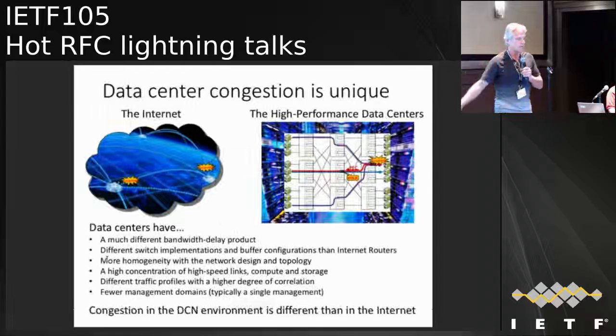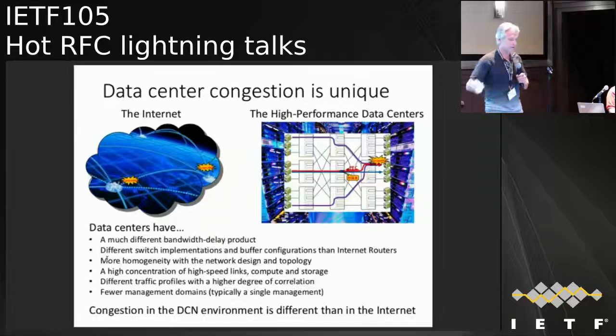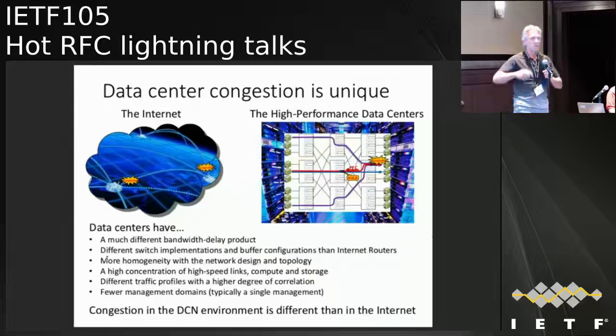So first of all, data center congestion is different than internet congestion. I think we all know that. A handful of transactions coming in from the web can cause a lot of activity inside a data center. So data centers have a much different environment. There's different bandwidth delay. The switches are implemented differently, with small buffers and high-speed links, than internet routers. There's a lot more homogeneity in the network design. It's not so random. The traffic is very concentrated.